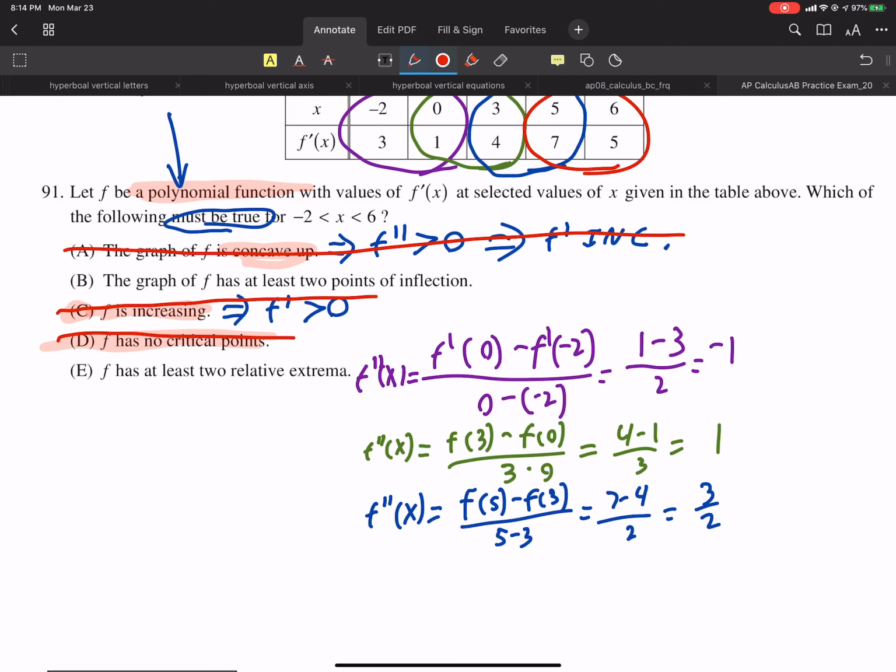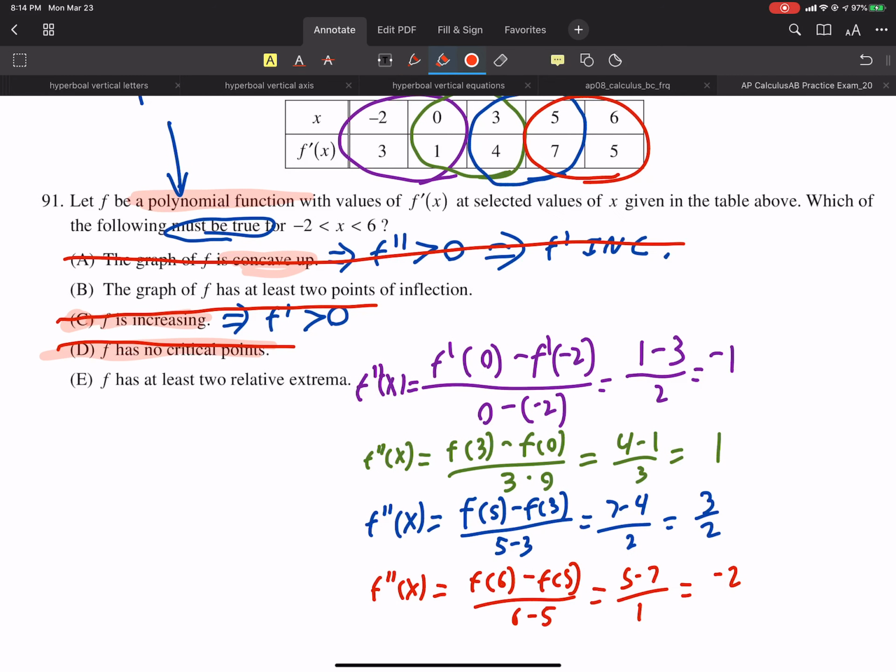Between these 2 points, the mean value theorem guarantees that the derivative will be f prime at 6 minus f prime at 5 over 6 minus 5, which is 5 minus 7 over 1, which is negative 2. So what do we have here? You'll notice that the second derivative is negative here, and it's positive here. So therefore, at some point between those two, the second derivative had to change from negative to positive. It had to change signs. That's at least one inflection point. And then similarly, between these two, the second derivative had to change from positive to negative. So it had to have at least 2 inflection points.